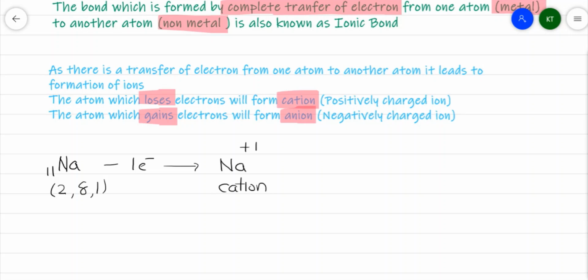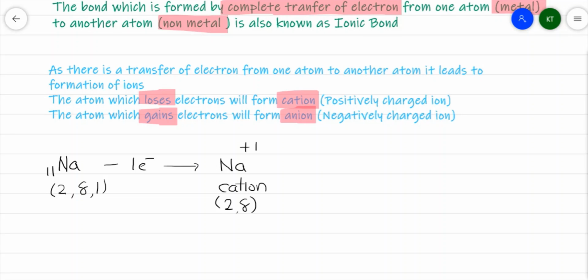By losing an electron, it attains the stable electronic configuration of the nearest zero group element, that is neon. Now, if you can see here, the size of the cation is smaller than the size of the atom, because one electron has been lost from the outermost shell. Due to that, the size reduces.